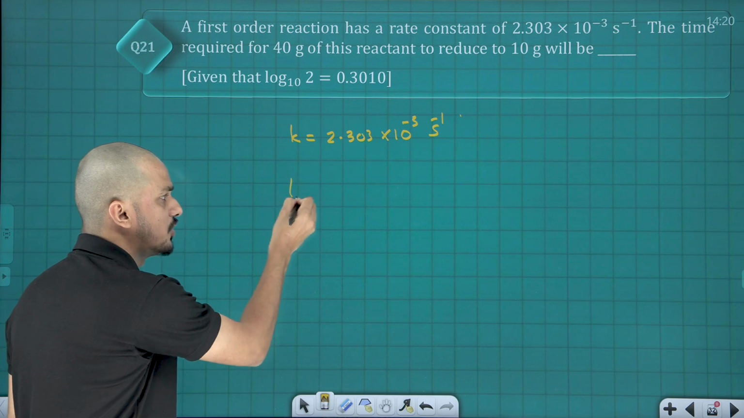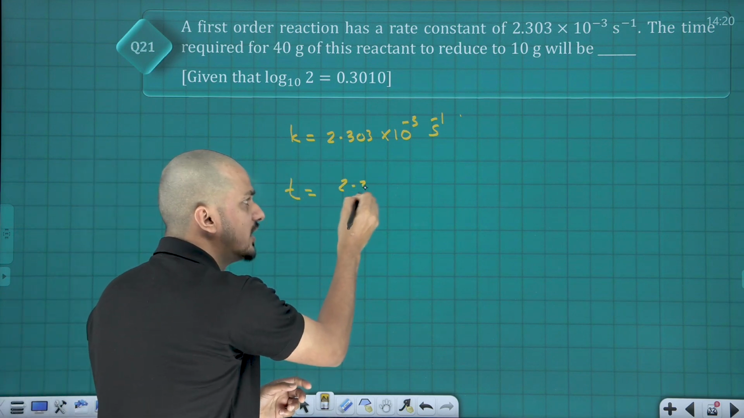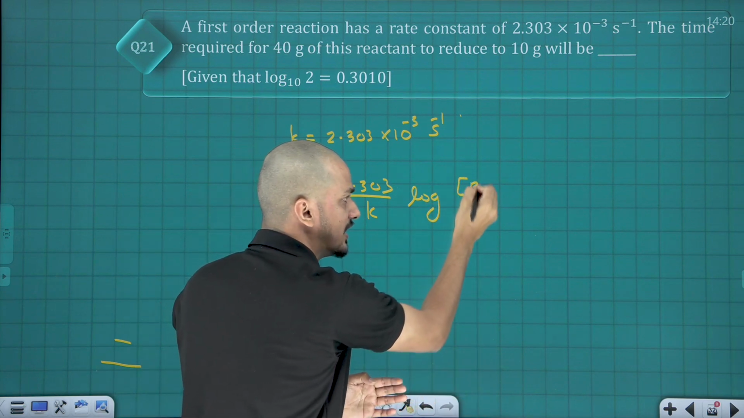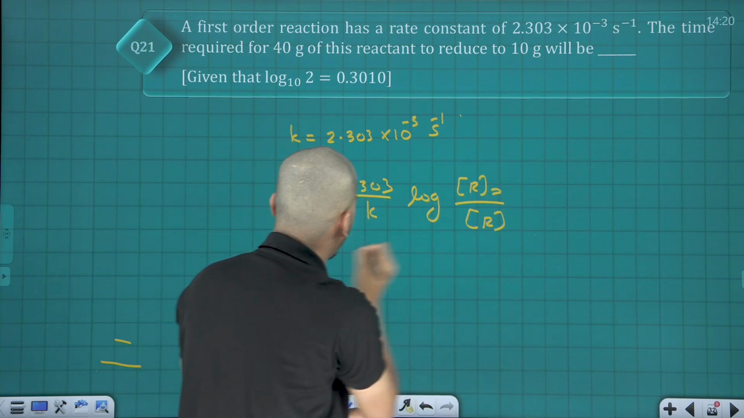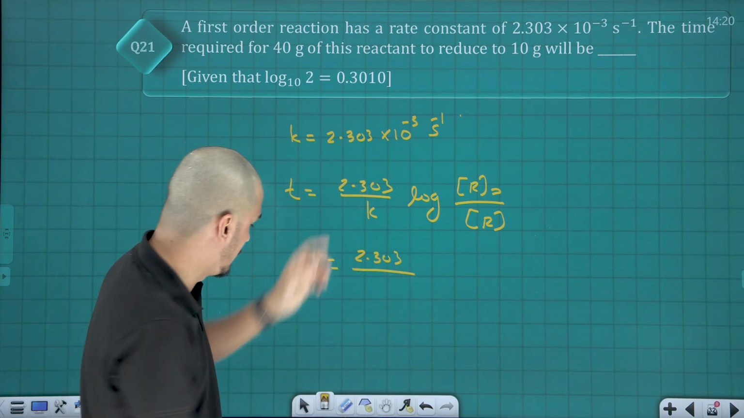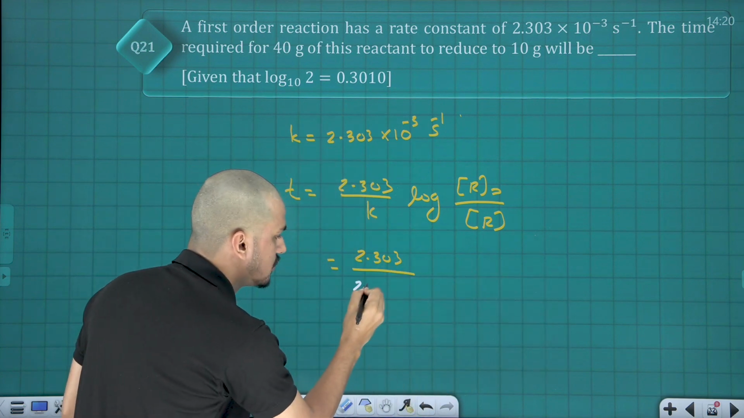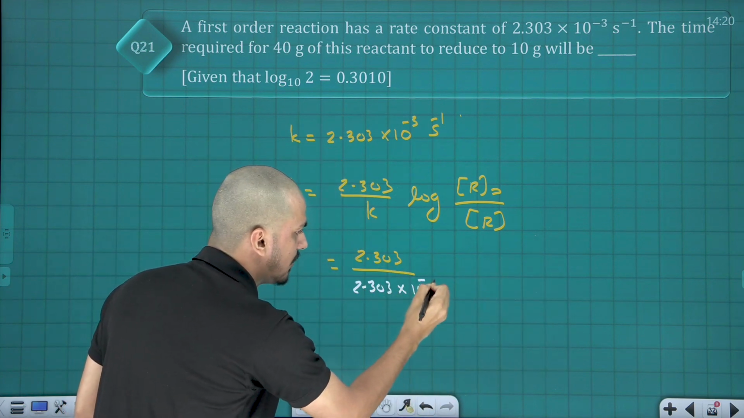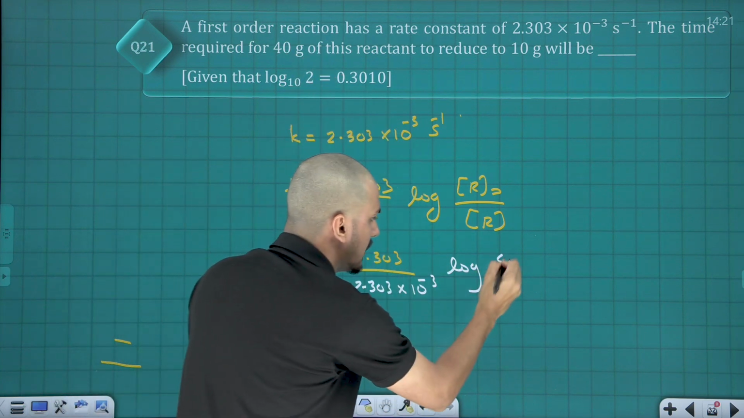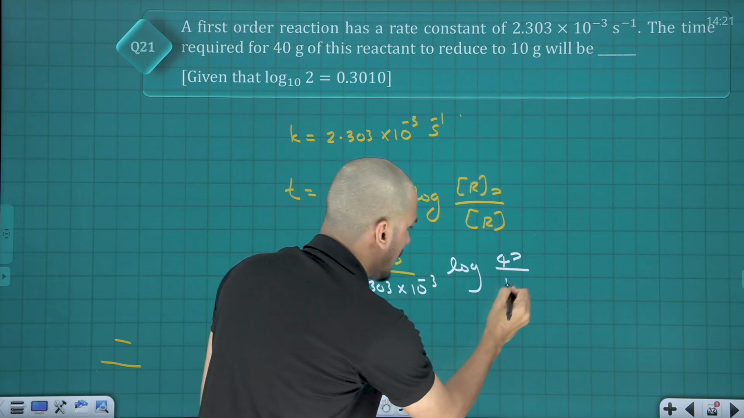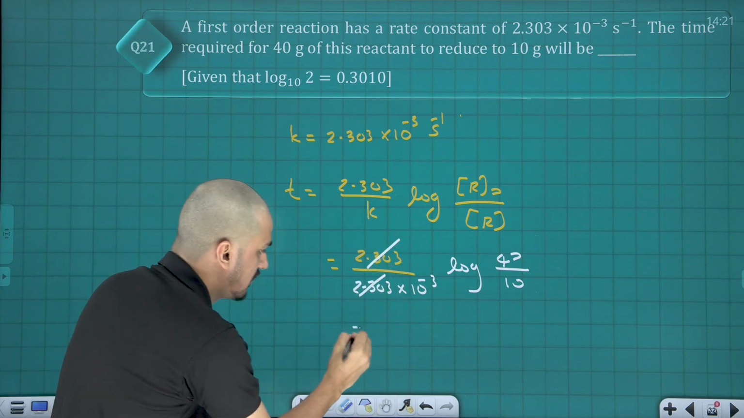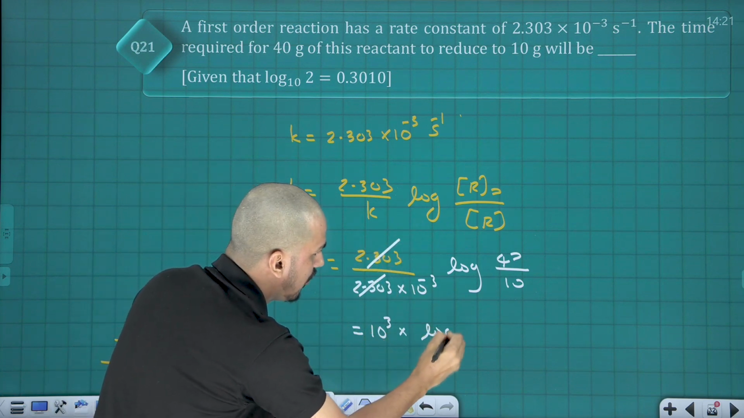So we know the integrated rate equation: t equal to 2.303 by K log of initial concentration of reactant divided by final concentration of reactant. That is equal to 2.303 by K, where K is 2.303 into 10 raised to minus 3, into logarithm of initial 40 gram divided by final 10 gram. So this 2.303 I can cancel, and 10 raised to minus 3 will go to the top. That will be 10 raised to 3 into logarithm of 4.